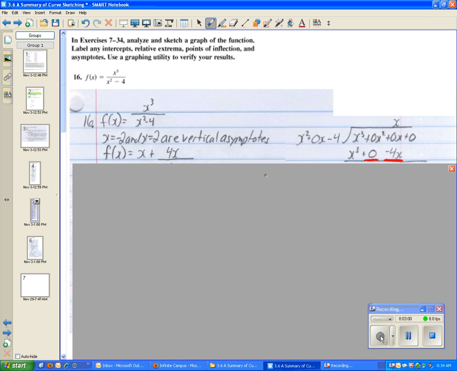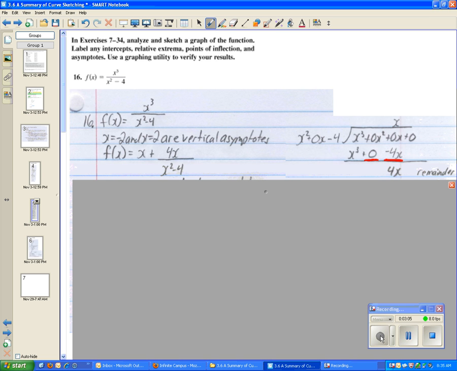Then you subtract. 0 minus negative 4x is 4x. 0 minus 0 is 0. x cubed minus x cubed is 0. You can bring down that 0. It doesn't do much for you, does it? That's our remainder. By the way, if that had been something besides a 0 right here, if that had been a 2, then that would be our remainder, 4x plus 2. So you do bring it down. It's just that when you bring down a 0, you haven't done anything. So that's our remainder.